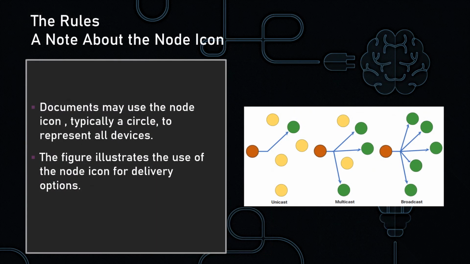So we see here that we've got just kind of a node icon instead of showing a particular device. The node just shows different delivery options, so we see that we don't worry about whether or not it's a computer or a printer or anything else that's dealing with the signals. We just see that we have an origination point shown in kind of a reddish orange. Then we have the green for the recipients and the yellow for the non-recipients.